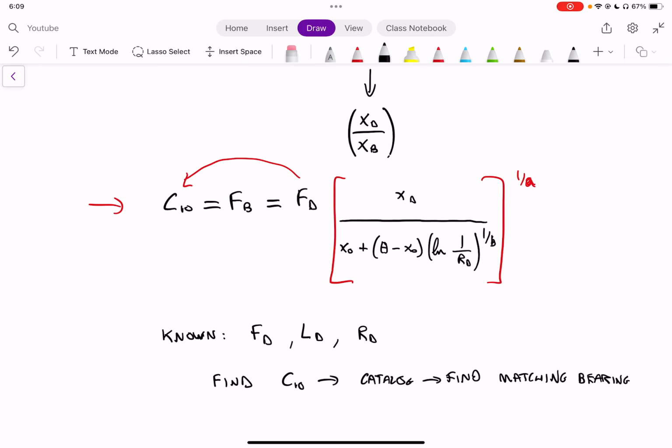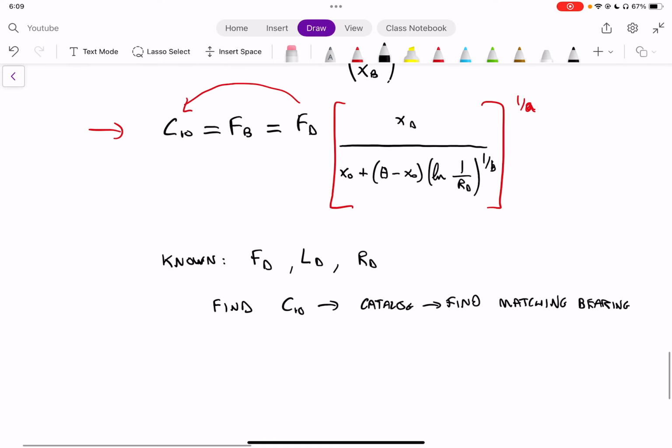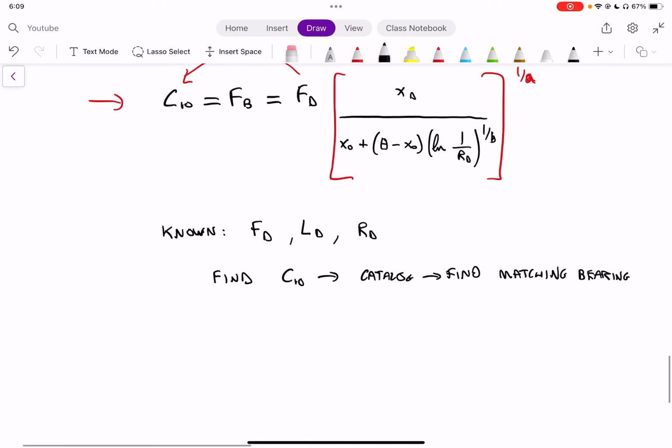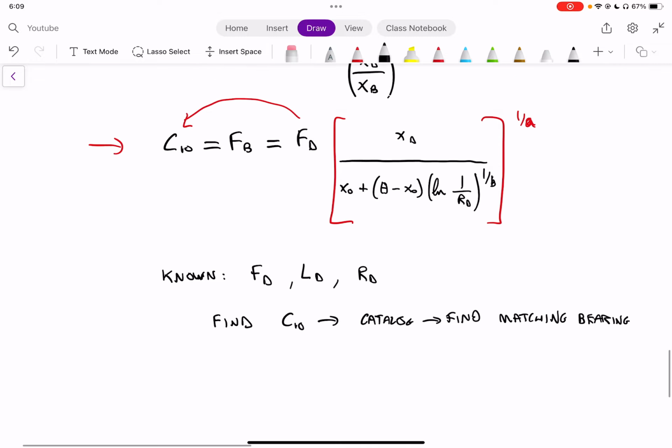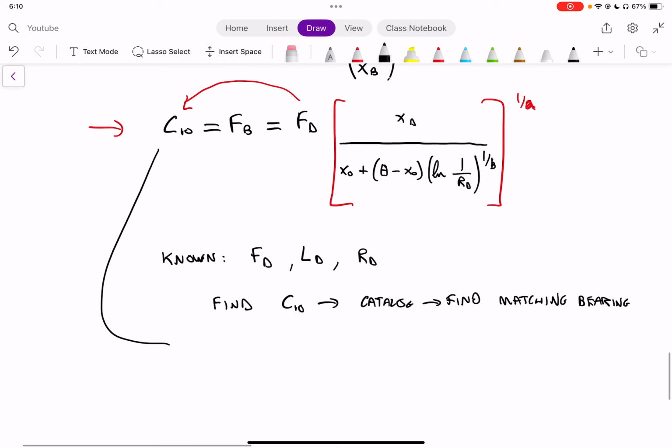Okay, hopefully this makes sense, and if it doesn't make complete sense, it will in the next video, because in the next video we're going to do some example problems associated with this equation and bearing survival. So this equation above can be used for any reliability. At any reliability you can use this equation.